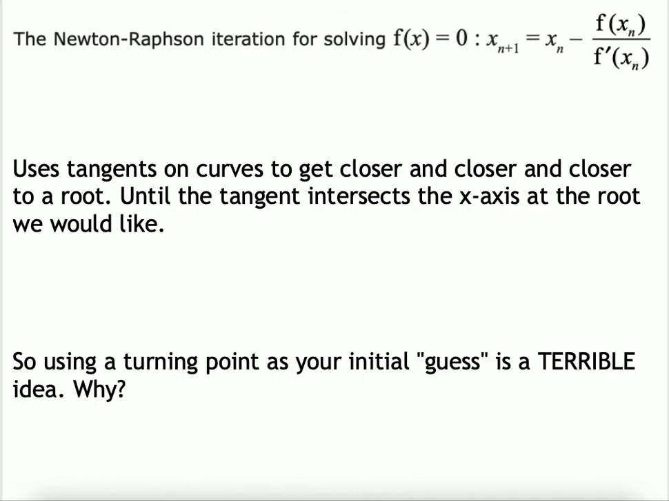Now what that actually means is, when we take our initial guesses, which is what we have to do with an iteration, have a think about why choosing the turning point as your initial guess would be a terrible, terrible idea. It's simply because the tangent to a turning point is a flat horizontal line, so it's never going to get to the root, because the tangent will always keep producing the same horizontal line.